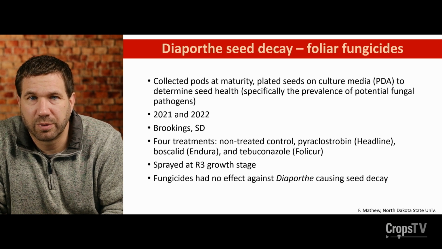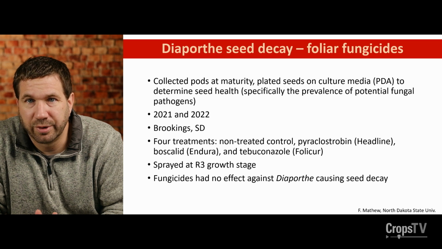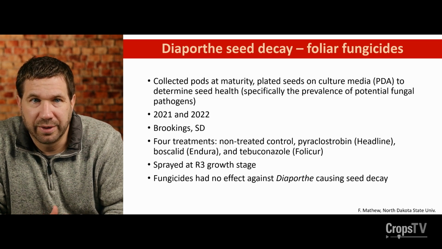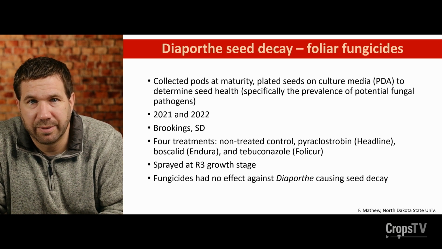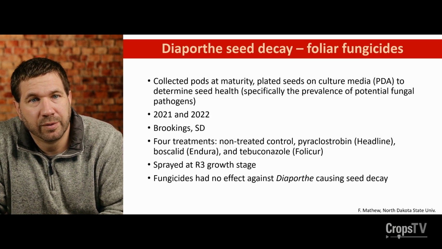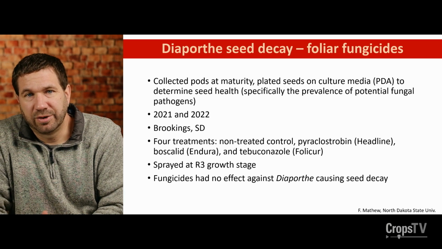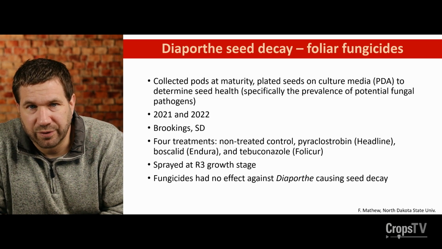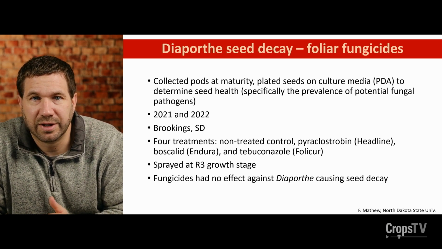The 3 fungicides were all in different classes. A QOI or strobilurin was Headline, the SDHIs were Endura or Boscalid, and then the DMI or the triazole was Folicur. These were all sprayed at R3. I'm not even going to show the data, but essentially what she found was that these foliar fungicides did not affect Diaporthe causing seed decay.